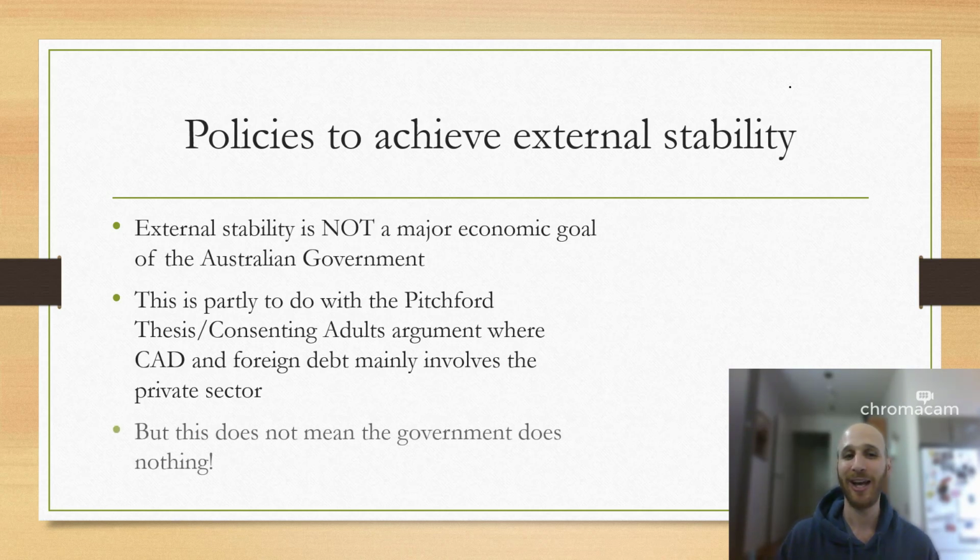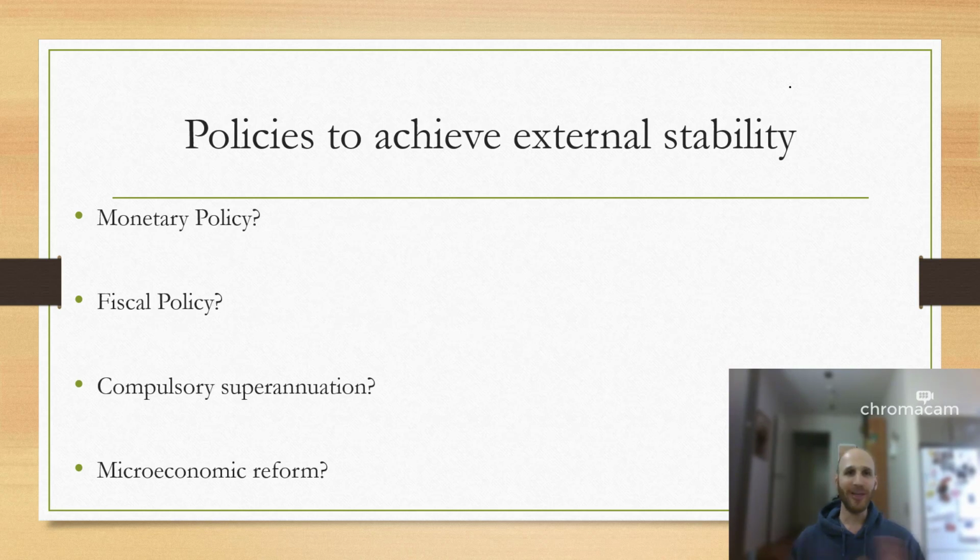But that doesn't mean the government does nothing. If the government side of the debt, or the national debt, is getting too large, then the government will act. But we need to think about what policies it will use. So in thinking about the policies to achieve external stability, there are four policies we can think about. So let's start with monetary policy.